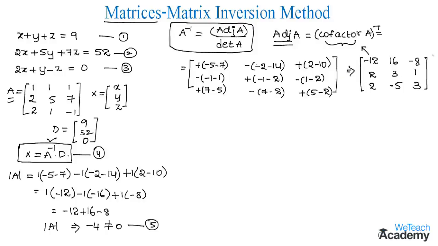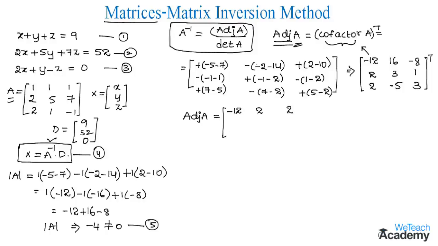And now the transpose of this matrix will become the adjoint of matrix A. So the adjoint of matrix A is equal to, the first column becomes the first row, that is minus 12, 2 and 2.